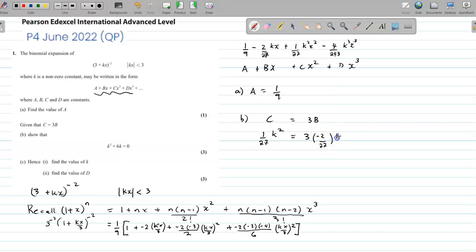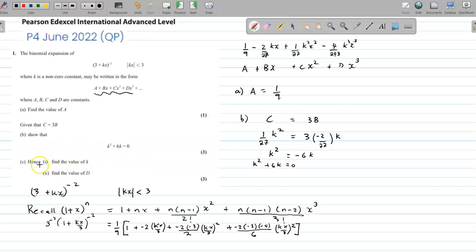Now, by multiplying both sides by 27, we get k squared is equal to 3 times minus 2, that's minus 6k. So k squared plus 6k equals 0, as required. So that's part b completed.